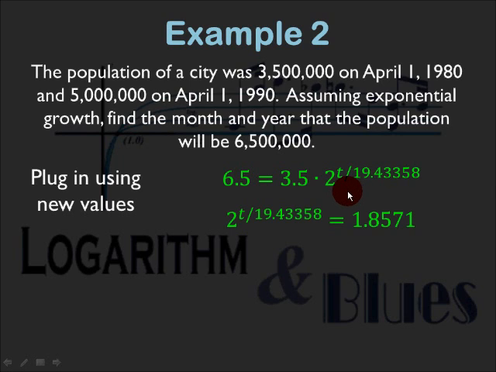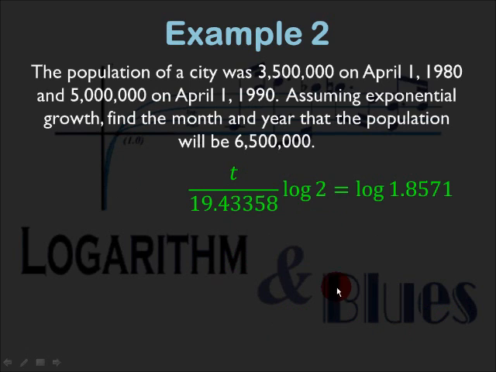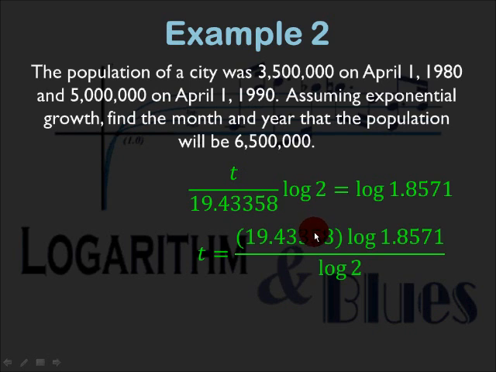And so you divide both sides by 3.5, and you get the log of both sides, and you use the third law to move the coefficient out in front of log 2. So at this point, you have t over 19.43358 times log 2 equals log 1.8571. Now we solve for t, multiply both sides by this number, divide both sides by log 2, and your t is 17.356 years. Now the question is, find the month and the year the population will be 6.5 million.